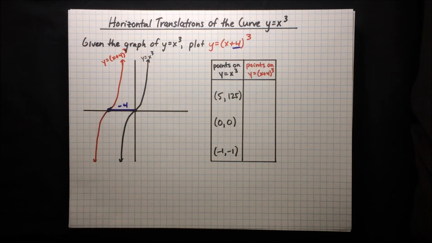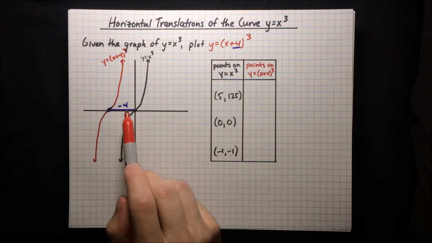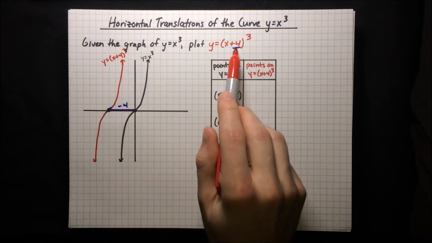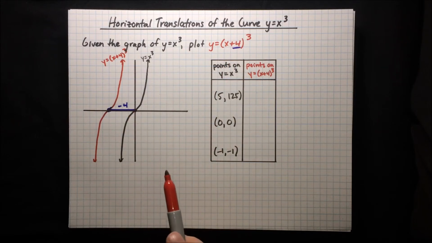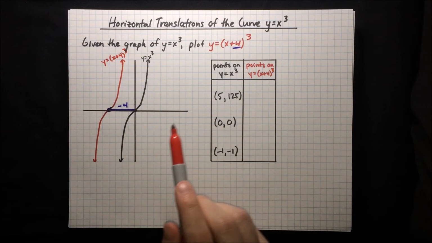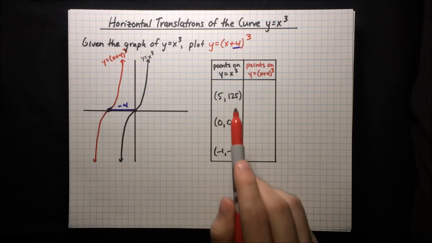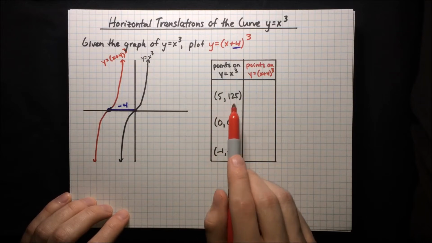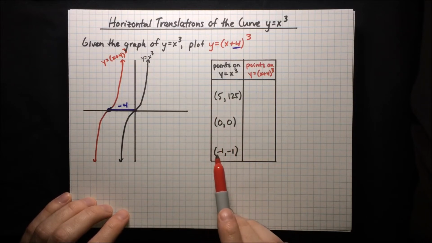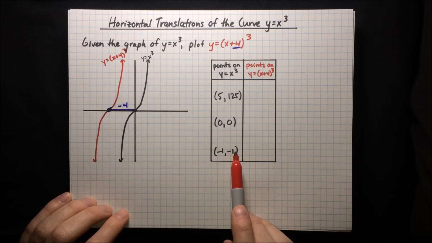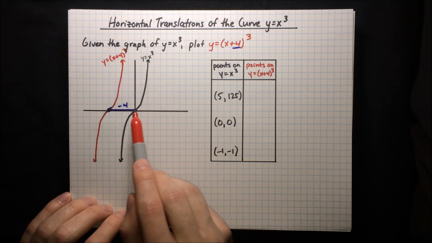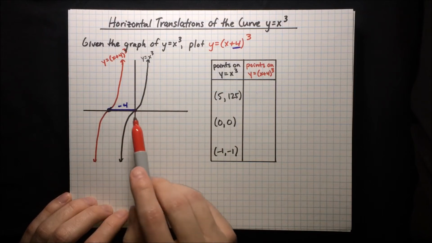Alright, so now that we've got the graph, why is it that the graph shifts 4 units to the left, shifts negative 4 units in the x direction? Why not 4 units to the right? Well, the most straightforward way to see this is to think about points on both graphs. So here we've got some points on the graph of y equals x cubed. 5 cubed is 125, 0 cubed is 0, negative 1 cubed is negative 1, and let's see what happens when we subtract 4 from each of the x coordinates, because we're just shifting all the x coordinates back 4 units.